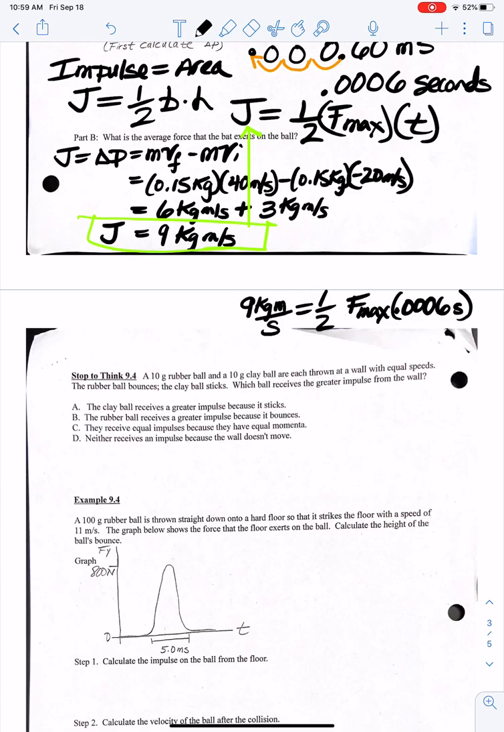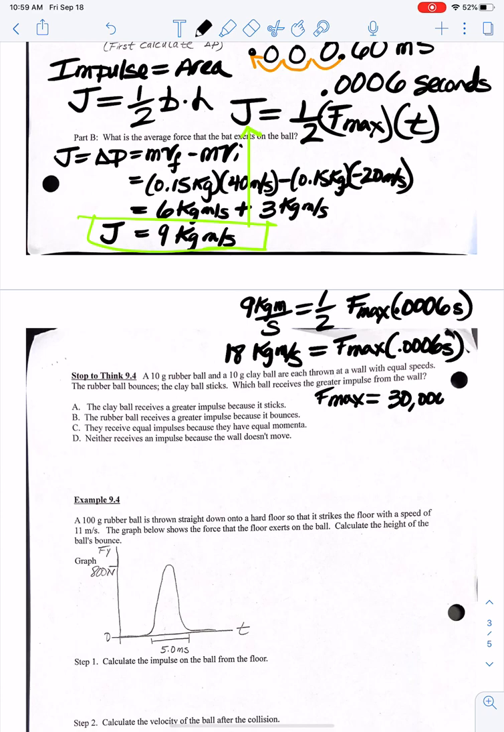Okay, so then we can just multiply both sides by 2 to get rid of that half, and divide by 0.0006. And we get an F max. Whoops, I'm going to go over. I'm going to stay on this side. F max then is equal to 30,000 newtons.